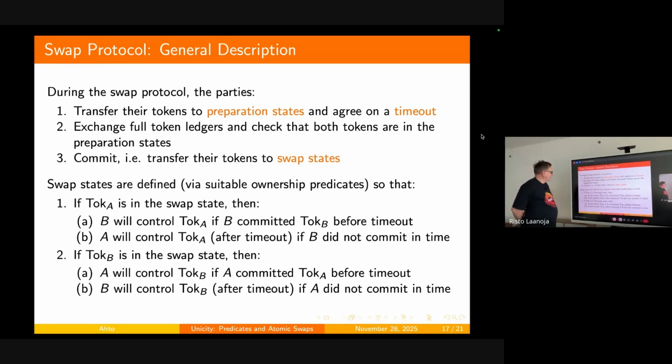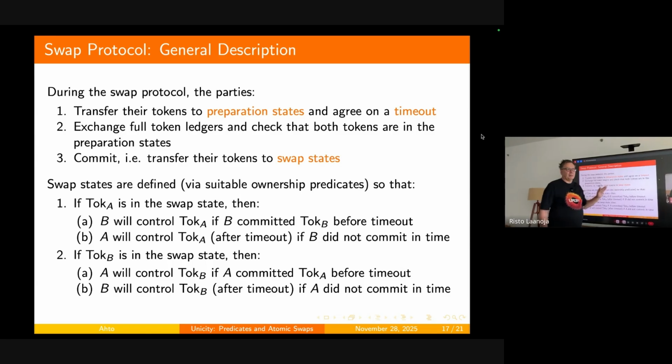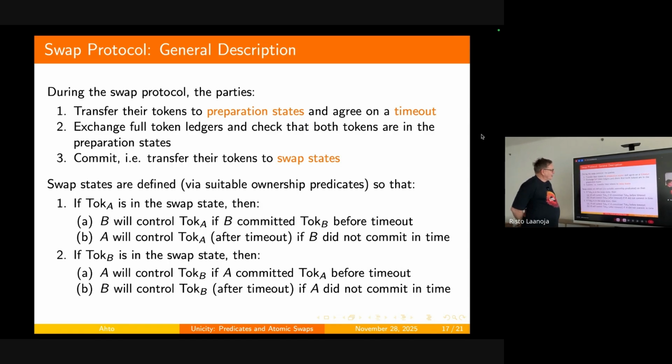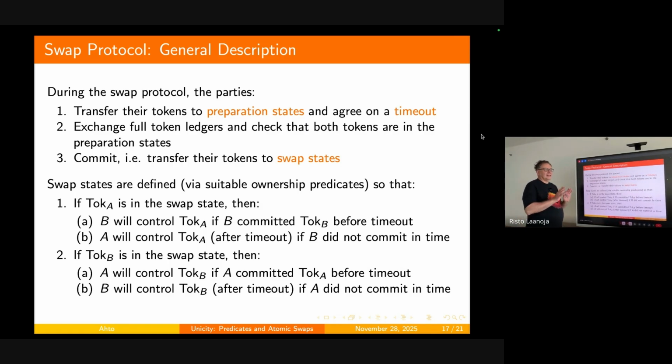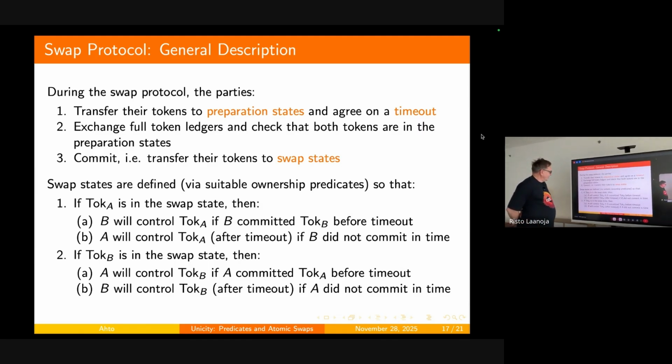They are prepared. Now the third phase will happen, the commit phase, where the parties are supposed to transfer their tokens to swap states. Everything may happen here. Say A just quits, does not want to do that. B may quit, they both may quit, or in the optimistic case, both will do as specified.